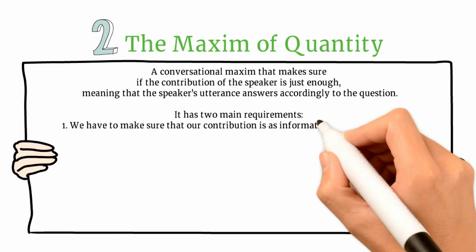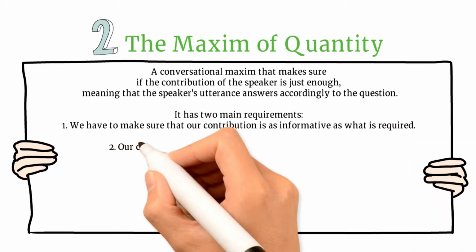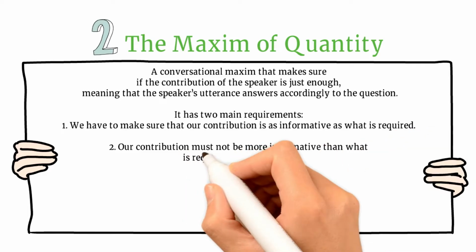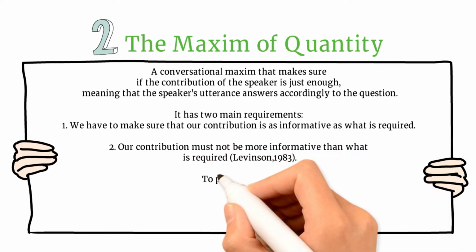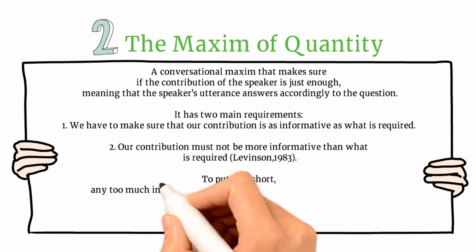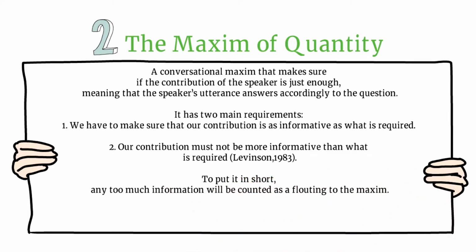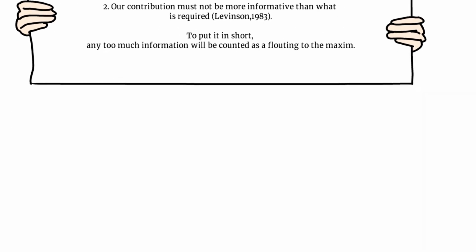The contribution should fulfill the requirement of the current purposes of exchange. The second one, still related to the previous requirement, our contribution must not be more informative than what is required. To put it in short, any TMI or too much information will be counted as a flouting to the maxim.